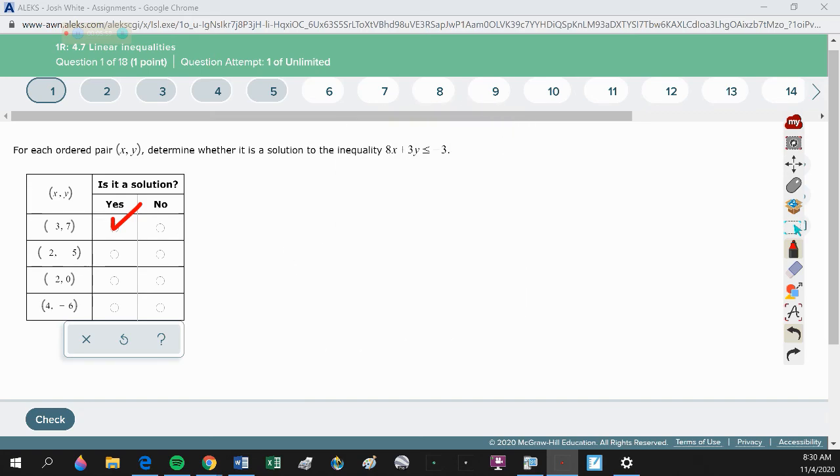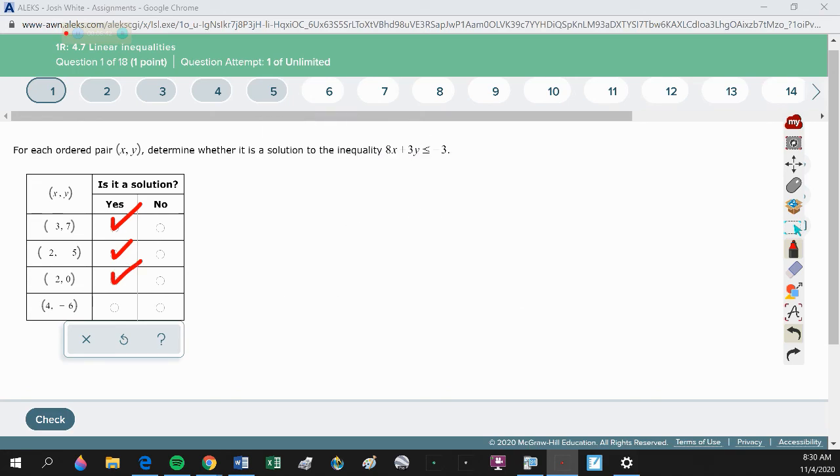Okay, let's plug in negative 2, negative 5. So we're going to stick this in there and that in there. 8 times negative 2 is negative 16. 3 times negative 5 is negative 15. Is that less than or equal to negative 3? Definitely. Negative 31 is smaller than negative 3. Okay. Negative 2, comma 0. Plug that in there, I get negative 16. Plug that in there, I get 0. Yes.